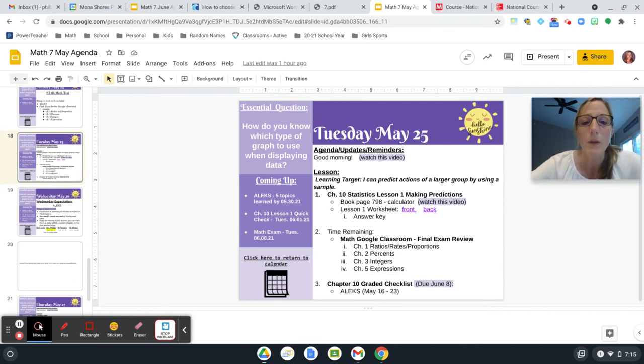We're also going to do a Chapter 10 Lesson 1 quick check on Tuesday, June 1st, so after the Memorial Weekend when we come back after having Monday off. On that Tuesday, we'll go into Schoology, and you'll take probably 10 problems of an assignment practicing making predictions, and also mean, median, and mode that we're going to start to get into on Thursday and Friday this week.